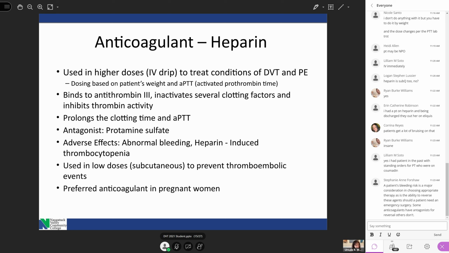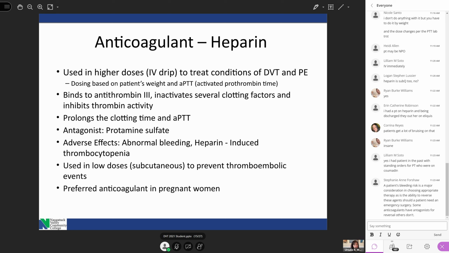Heparin has an antagonist, as Stephanie was mentioning. This antagonist, if a patient starts to bleed very, very badly, and we can't stop the bleeding, we can give protamine sulfate. That is the antagonist for heparin.